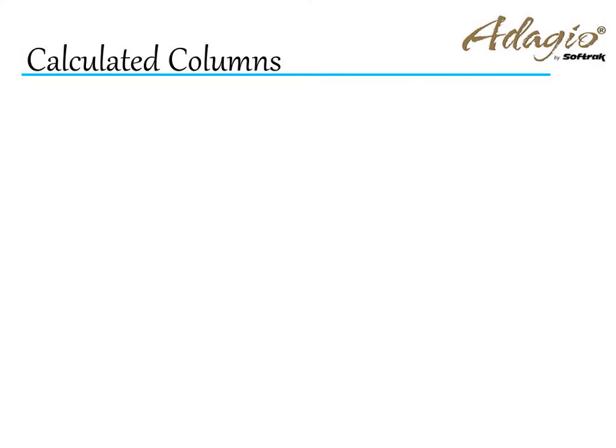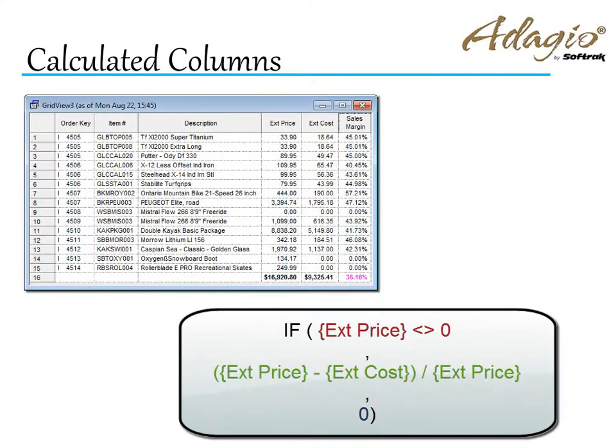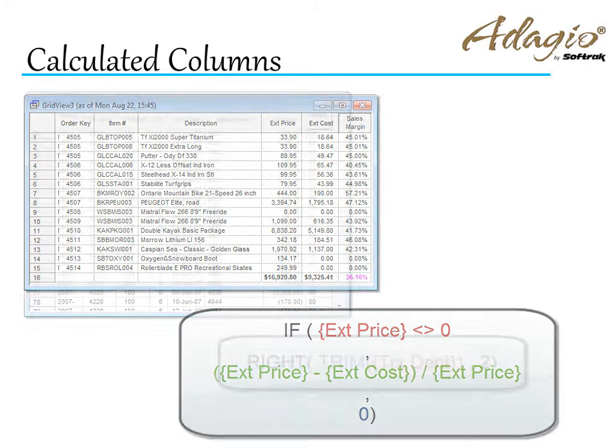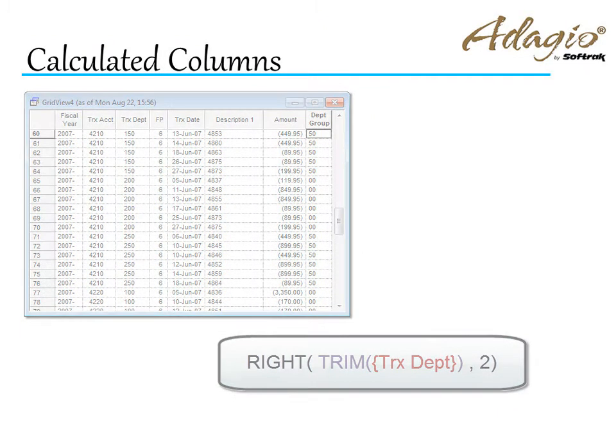There are unlimited reasons for using calculated columns. Here are a few common examples. Show the difference between two numbers. Determine a sales margin percentage. Output just the last few characters of a text field, ignoring any leading or trailing spaces.